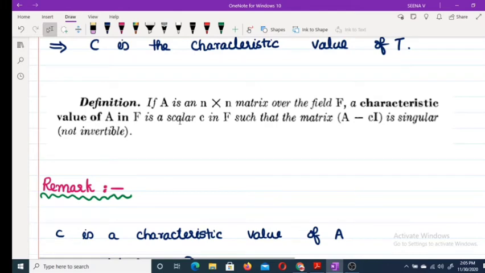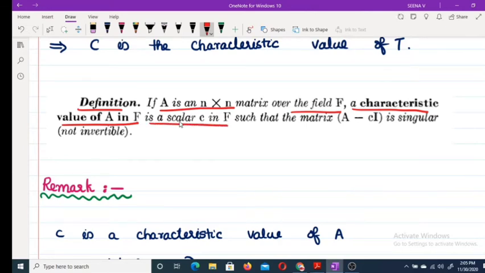Now there is a definition. If A is an n by n matrix over the field F, a characteristic value of A in F, here A is a matrix, is a scalar C in F such that the matrix A minus CI is singular or not invertible. Okay, if A is an n by n matrix, then a characteristic value of A in F is a scalar C in F such that the matrix A minus CI is singular. Matrix A minus CI is singular means determinant of A minus CI is equal to 0.